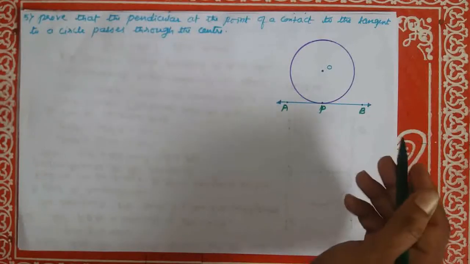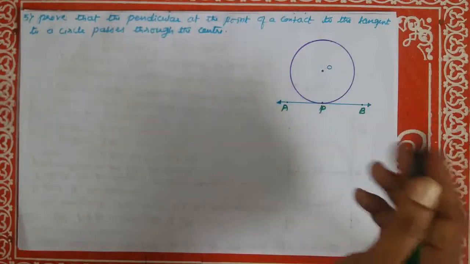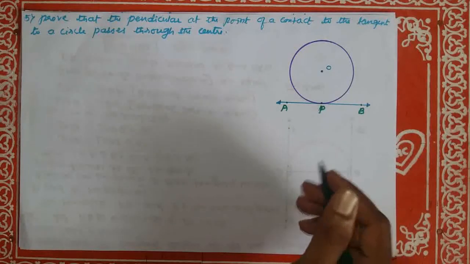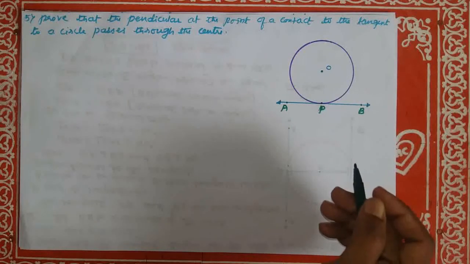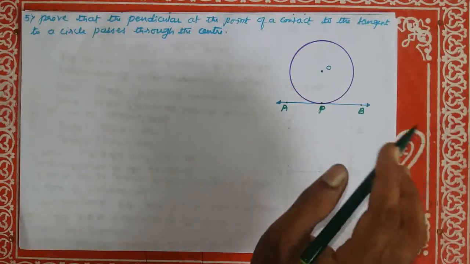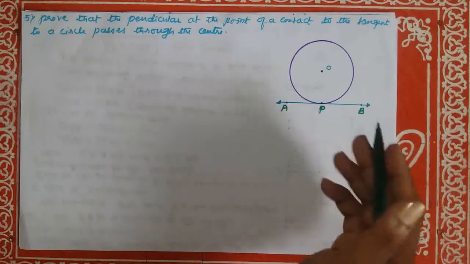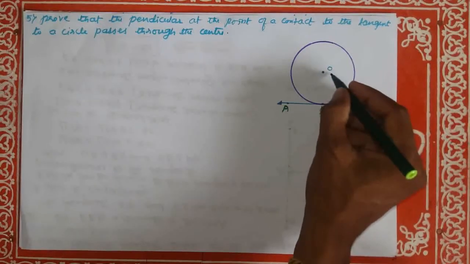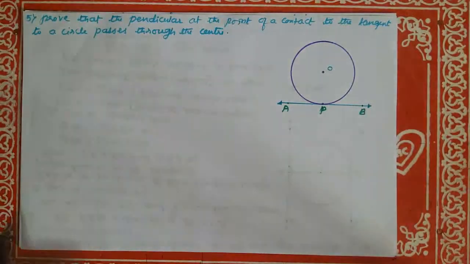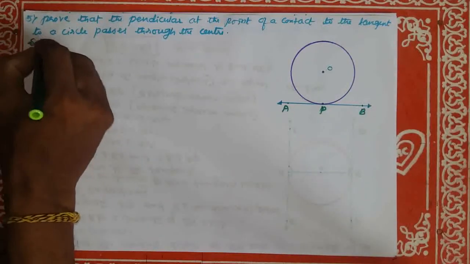We shall prove this by the contradiction method. We have to assume that the perpendicular to AB at P does not pass through the center O. Let it pass through another point O dash. We can take here O dash. Okay, let us prove this. Solution or proof.